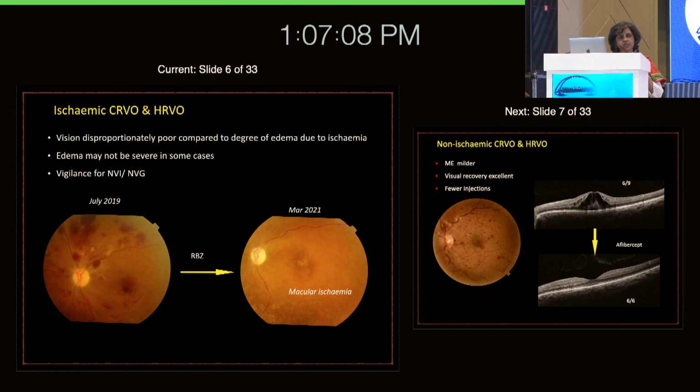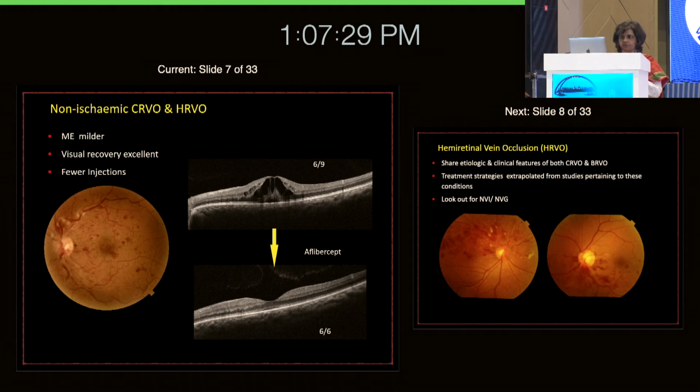Sometimes, on the other hand, you may not have much edema, but the vision is disproportionately poor in these ischemic cases. And despite injections, they may go into macular ischemia. No edema, but very poor vision because of ischemia. So prognosis remains poor. And in these patients, while we are treating the edema, we need to be vigilant for new vessels on the iris and neovascular glaucoma. On the other hand, in non-ischemic CRVO, the edema is mild. Vision is 6/9, 6/18 at presentation, and improves rapidly, and they may require very few injections, may not come back with many recurrences.